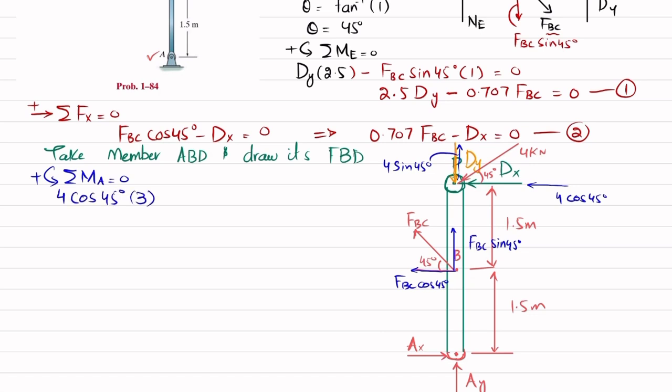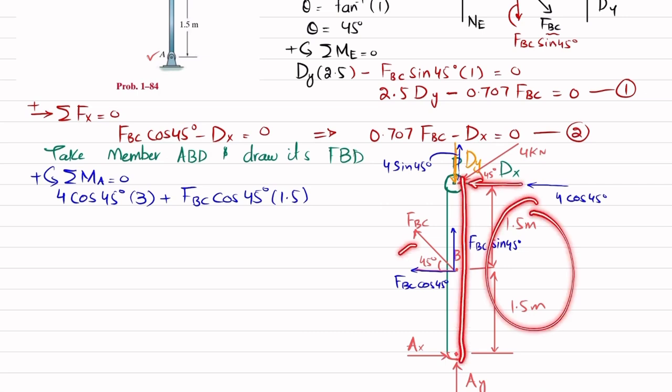The second force that is producing moment is this FBC cos of 45, and the perpendicular distance is 1.5, and this is also producing counterclockwise moment, so it will be plus. So plus FBC cos of 45 degree, into perpendicular distance 1.5. The third moment is due to this dx, and this dx into perpendicular distance 3 is producing counterclockwise moment, clear?